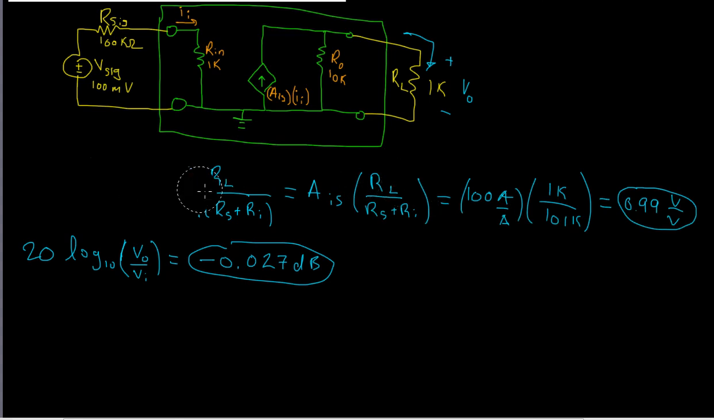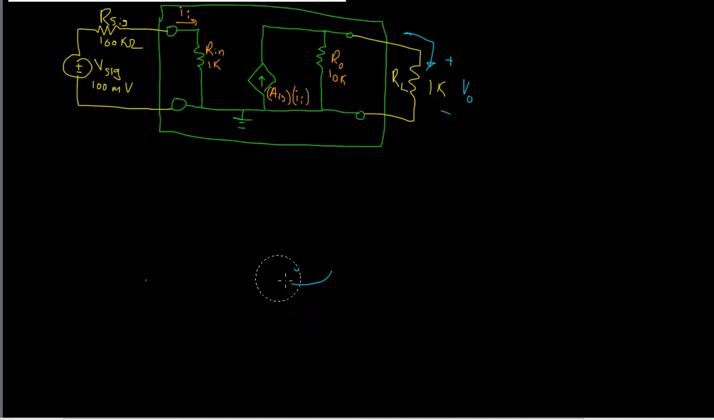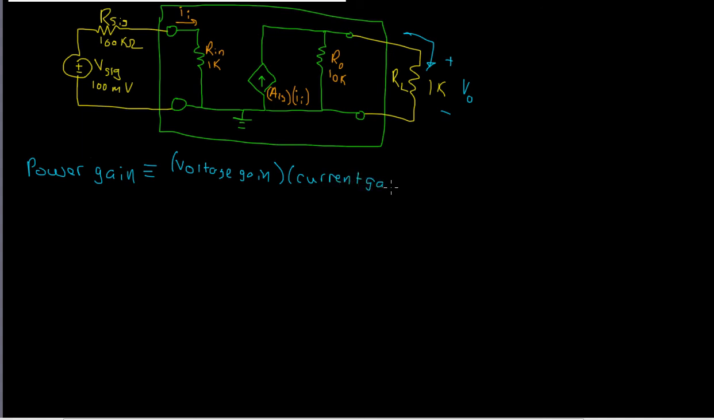Oops. Didn't mean to erase the circuit. Okay, so now the power gain is defined as the voltage gain times the current gain. That's similar to the expression that you know from first year circuits where P equals VI. So that's where this came from.